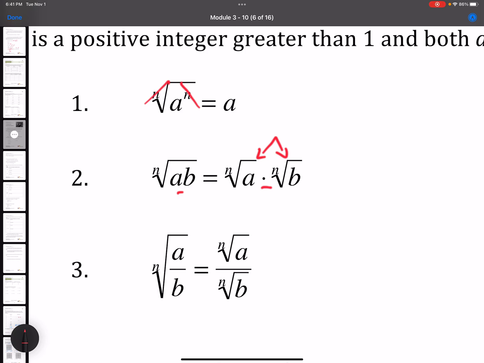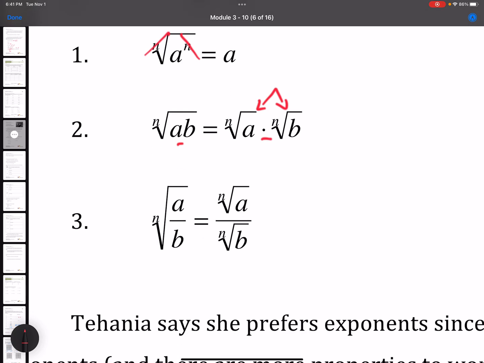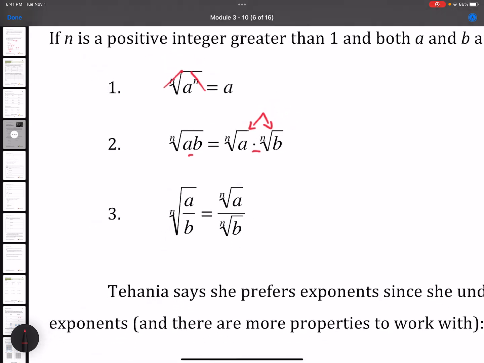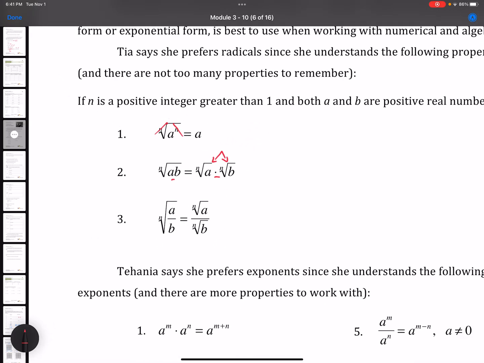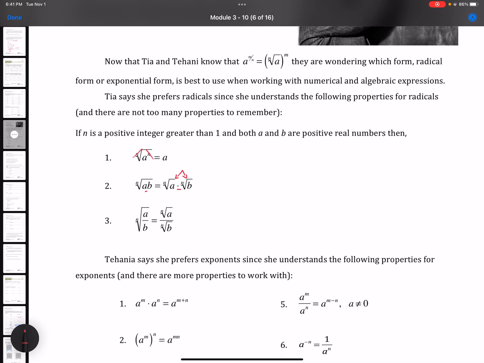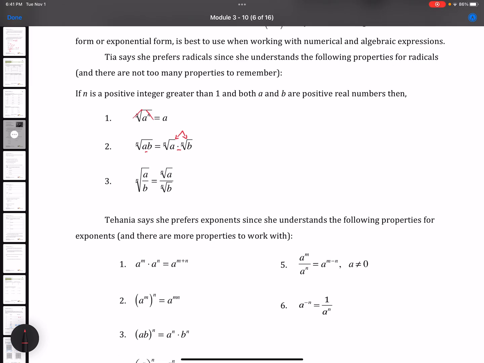Then the third one is also the nth root of a divided by b, which can be split up similar to how we split up the multiplication. We can have the nth root of a divided by the nth root of b. Tahani, though, says that she prefers exponents since she understands the following properties and there are more to work with.